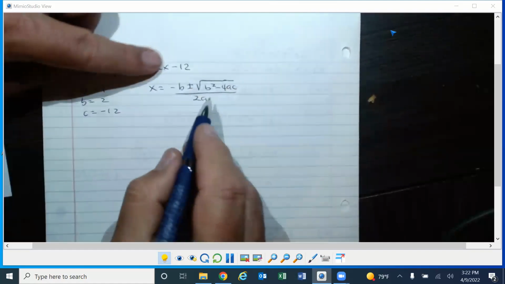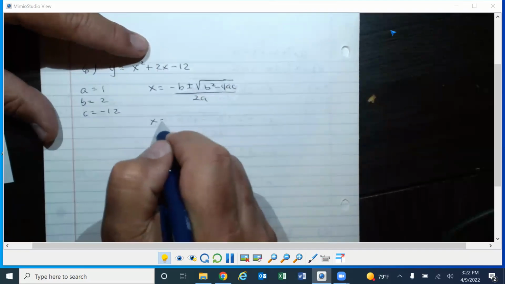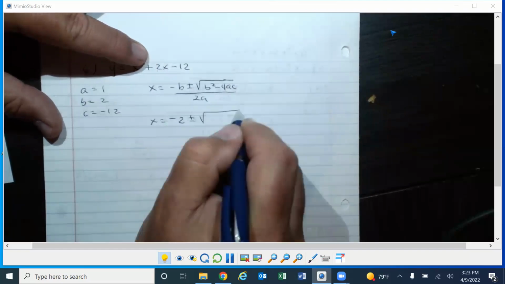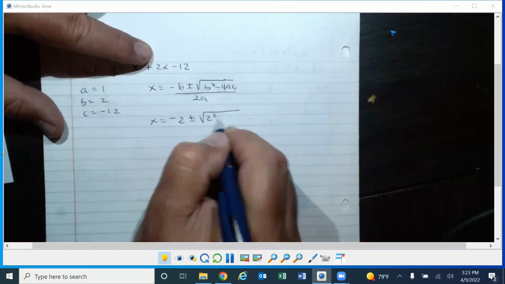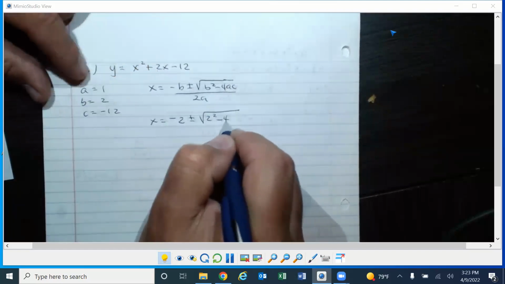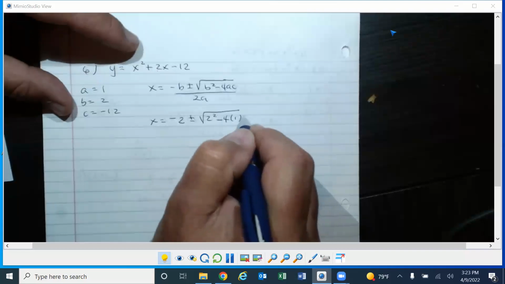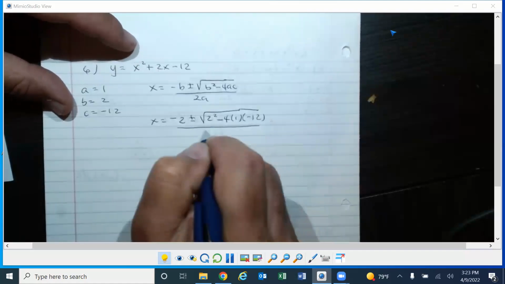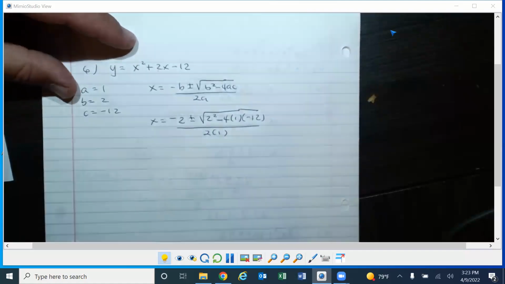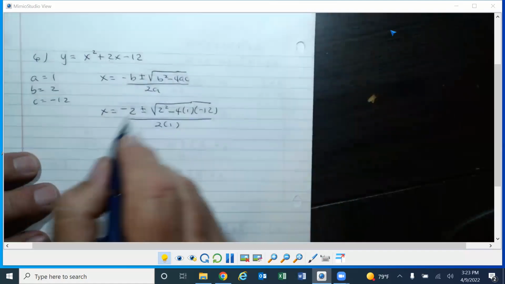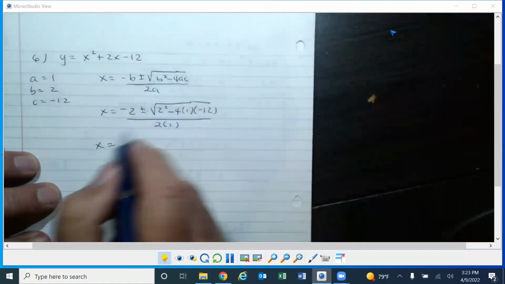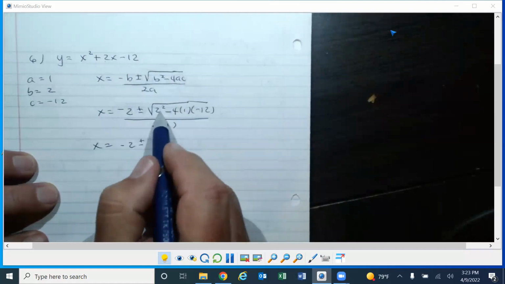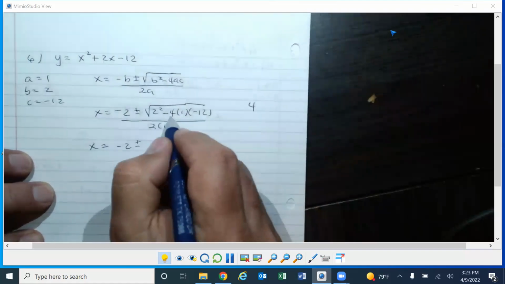So I'm just going to go ahead and fill it in. All right, so x equals, I have a negative, my b is 2, plus or minus. My b is positive, so it's squared, minus 4. A is 1. C is -12. All over 2 times 1. Okay, so I'm just going to do the math. Hopefully you can use a calculator. I'm actually doing this in my head. So there's 4.